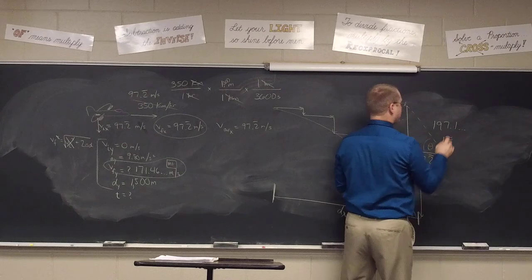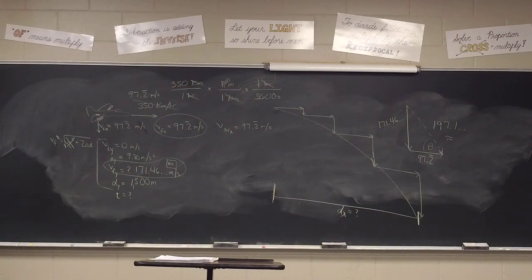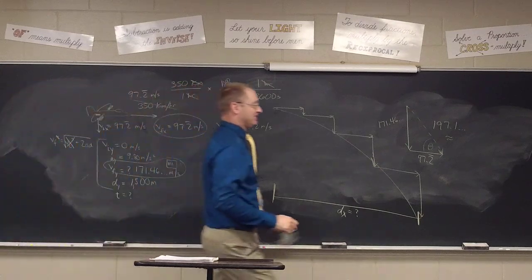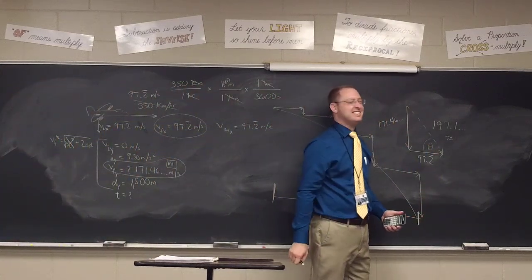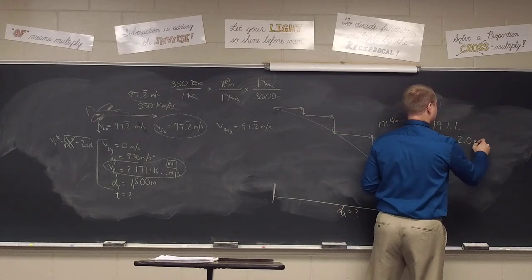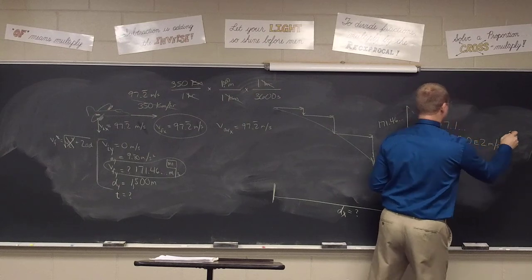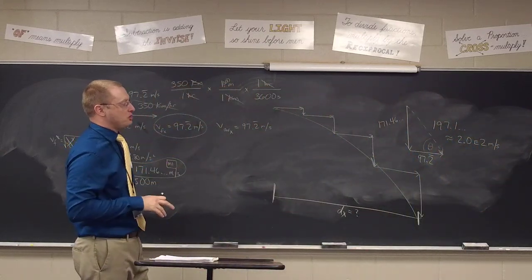Yeah, so 197.1 blah, blah, blah. Is it 3 sig figs in this problem or is it 2? Ooh, it's 2. That's only 1. Annoying, isn't it? 2.0 E2. 2.0 E2 meters per second. That's frustrating. 200 meters per second, basically, but we have to write it 2.0 E2.